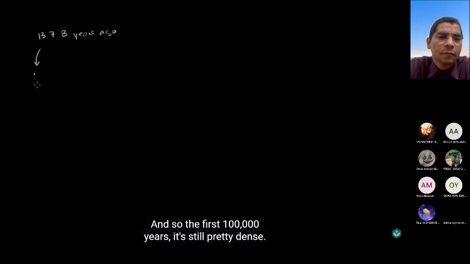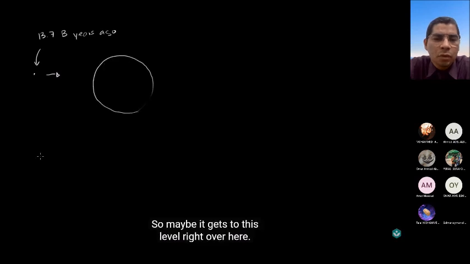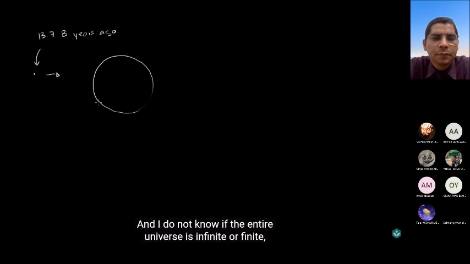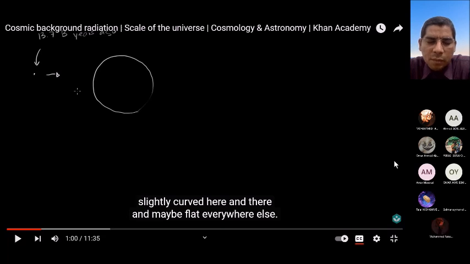For the first 100,000 years, it's still pretty dense. Let me show this. Then it starts to expand, so maybe it gets to this. You see, the dot becomes a circle. I do not know if the entire universe is infinite or finite, whether it's a four-dimensional sphere, or whether it goes infinitely in every direction, or whether it's just slightly curved here. So the dot becomes a sphere. This sphere becomes wider and larger over time. So this means the Big Bang is a massive explosion at one time. I won't go into all of that.